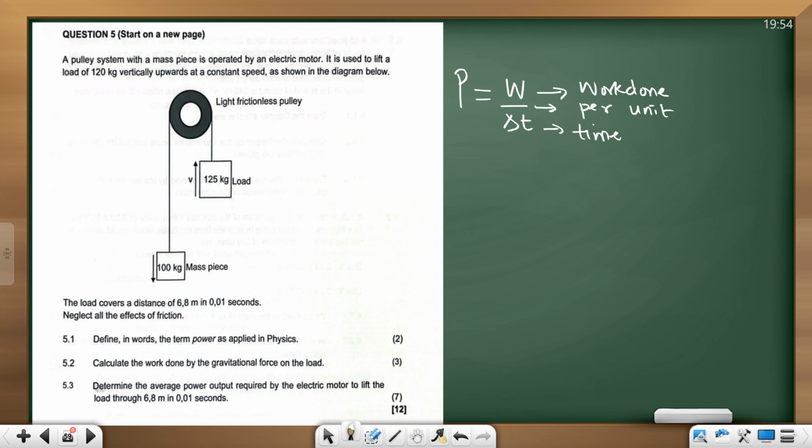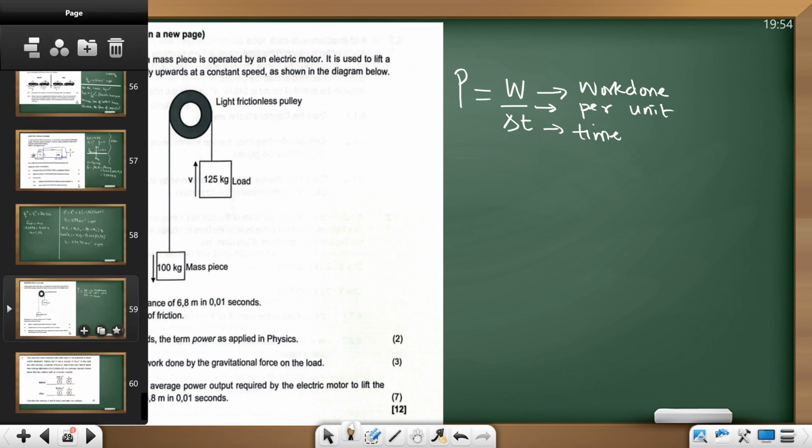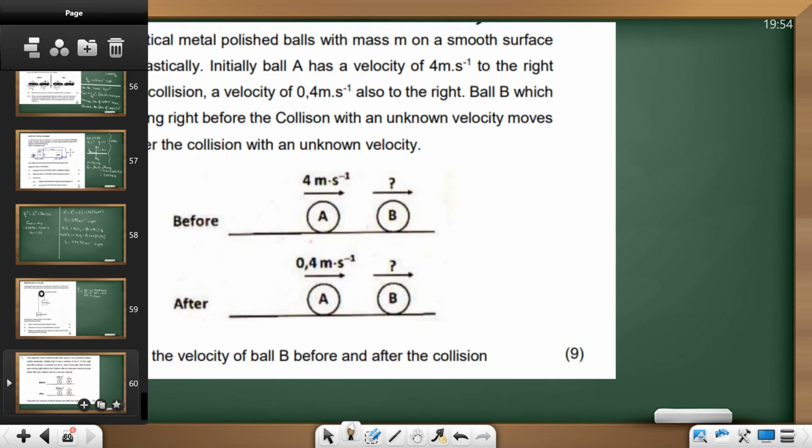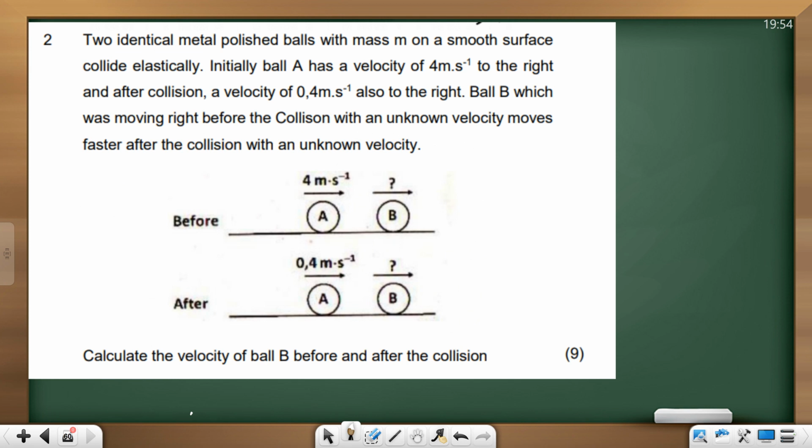Right. Calculate the work done by the gravitational force on the load. That's straightforward. So basically, this question is going into work, energy and power already. Save it for the work, energy and power session. What would you do here? That's nice. Can I challenge you with this? Take a picture. I want to challenge you with that. I'm finishing now, guys. We will continue from here tomorrow, but please take a picture.